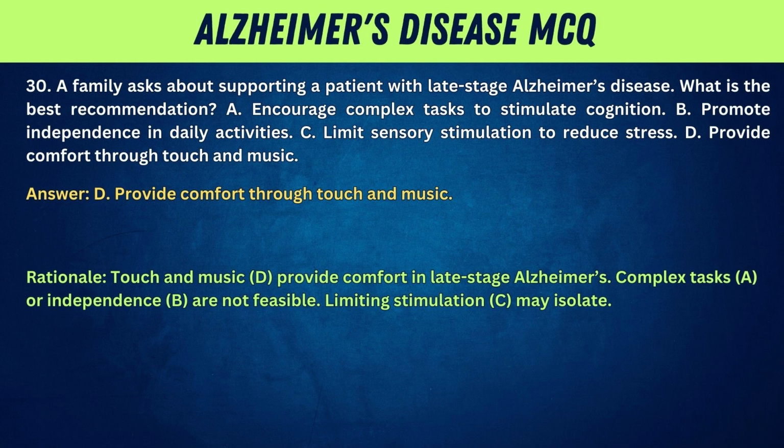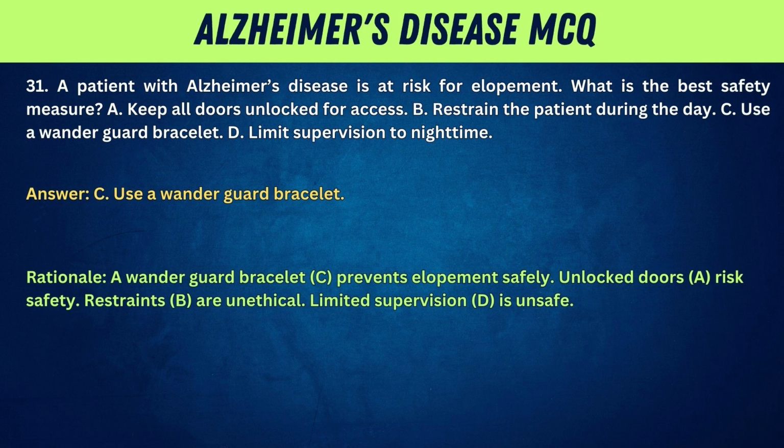Rationale: touch and music, D, provide comfort in late-stage Alzheimer's. Complex tasks, A, or independence, B, are not feasible. Limiting stimulation, C, may isolate. 31. A patient with Alzheimer's disease is at risk for elopement. What is the best safety measure?